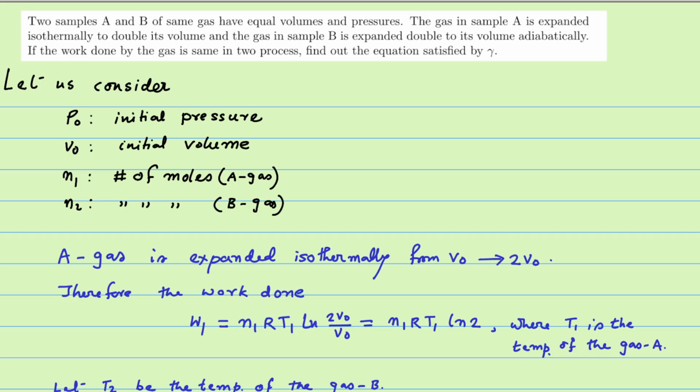Today's problem is: two samples A and B of the same gas have equal volumes and pressure. The gas in sample A is expanded isothermally to double its volume, and the gas in sample B is expanded to double its volume adiabatically. This is very important. Two different processes: one is adiabatic, another is isothermal. That is a very important statement.